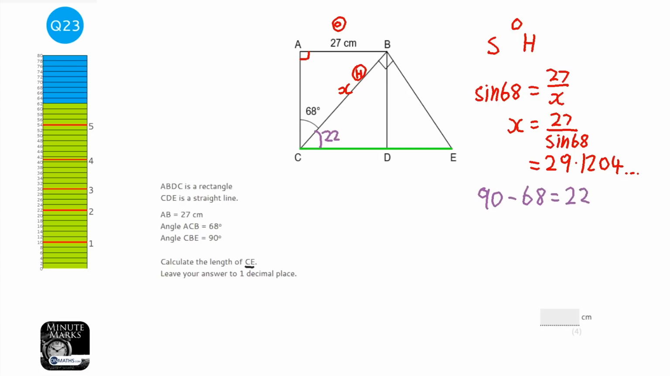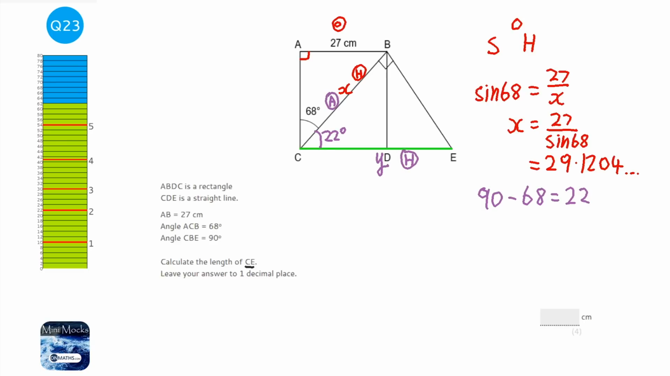So that's 22 degrees. Now I'm looking for this one, so CE. I'm going to call CE Y. And I've got, so what have I got? I've got the adjacent here. So this is now the adjacent. And I've got the hypotenuse, because this is opposite the right angle.